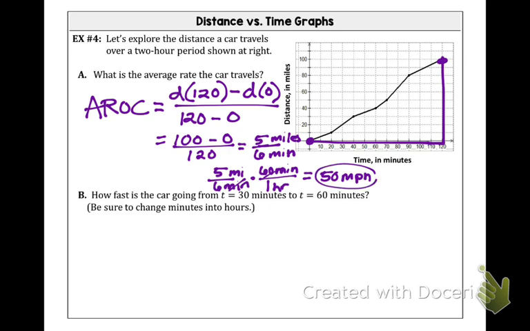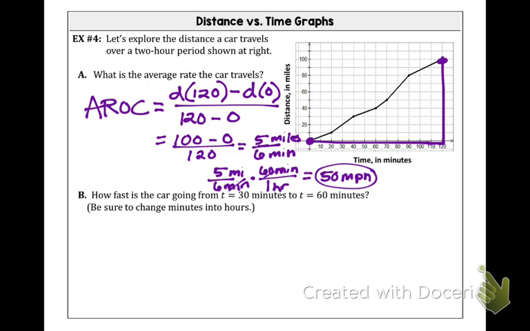So the average speed that the car traveled in the 2 hours time was 50 miles per hour. Wasn't that the whole entire time? Here it's a little slower, here it's faster, and so forth, right? But on average, from beginning to end, we're at 50.